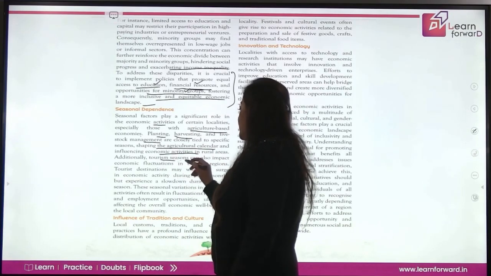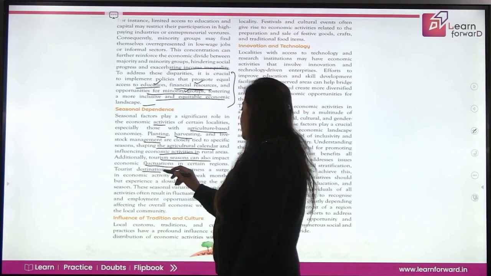Additionally, tourism season can also impact economic fluctuation in certain regions. Tourist destinations may witness a surge in economic activity during peak months, but experience a slowdown during the off season.